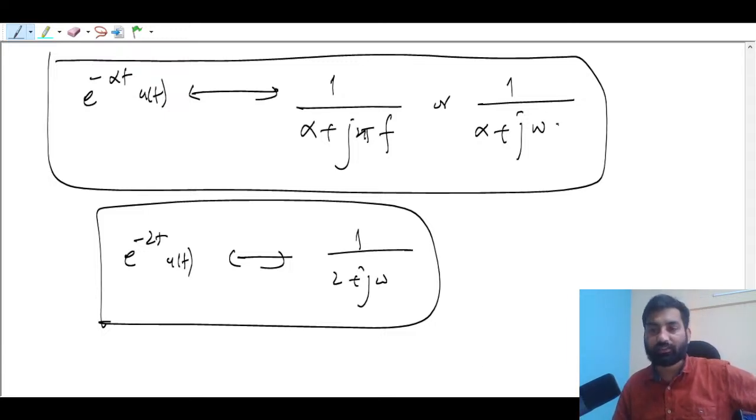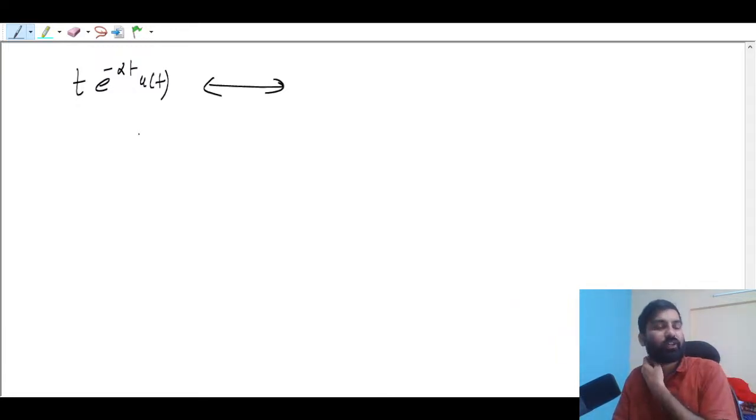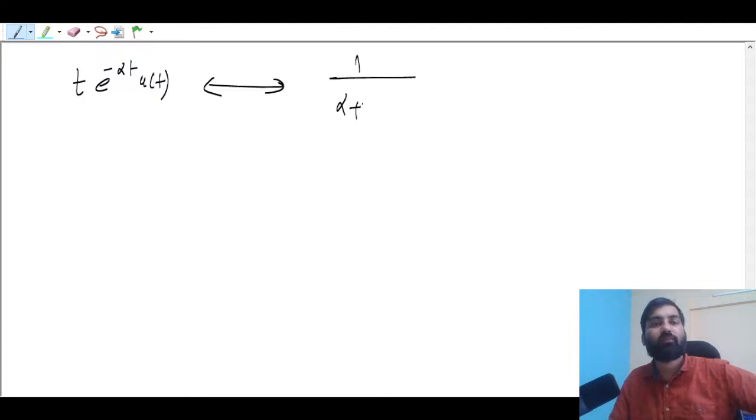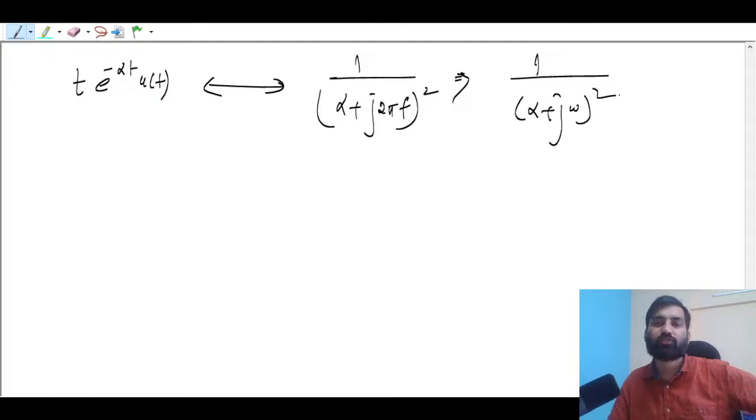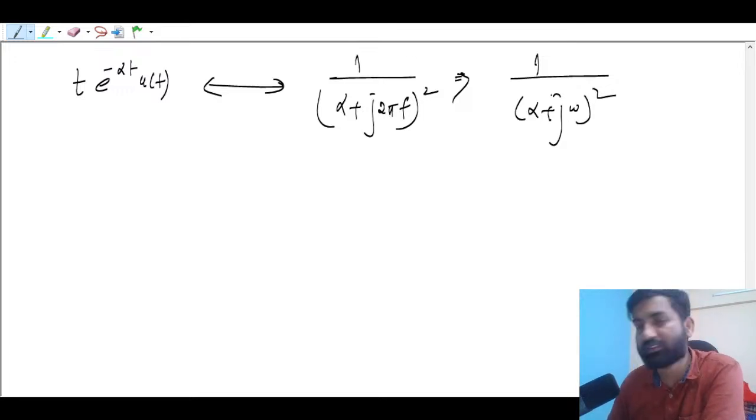Now if you multiply by t, that is t times e raised to power minus alpha t u(t), there is a property, I will discuss the Fourier transform properties, but you should remember this. It has the Fourier transform 1 upon (alpha plus j 2 pi f) whole square, or you can say 1 by (alpha plus j omega) whole square. Since in this Fourier transform there is no impulse, we can simply replace 2 pi f by omega. That's it.